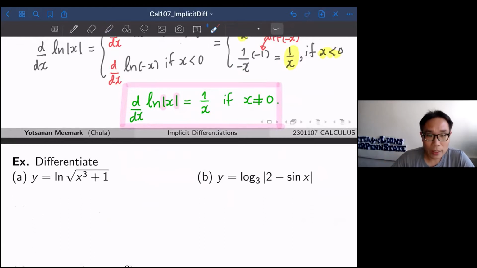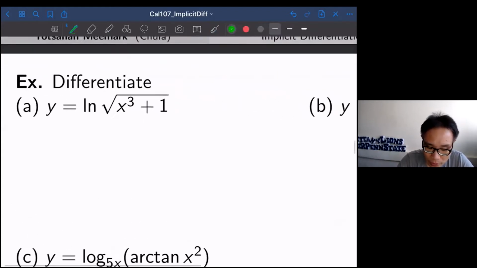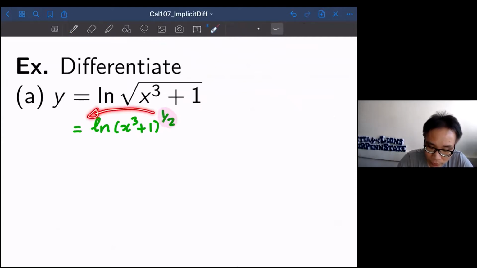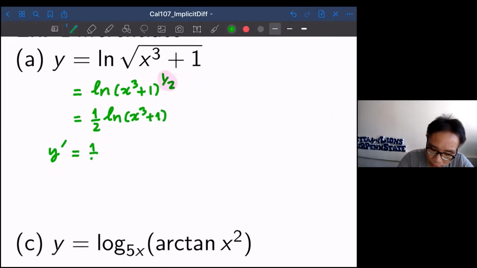Okay, we're going to try to find the derivative of log of the square root of x cubed plus 1. In this case, don't differentiate this thing right away. You should write this as log of x cubed plus 1 to the 1/2, and use the property of the log so you can bring 1/2 down. So this will be 1/2 log of x cubed plus 1. And you have y prime, so you differentiate 1/2 log of x cubed plus 1. This one is going to be your u, so you'd like to differentiate log u, which is u prime over u.